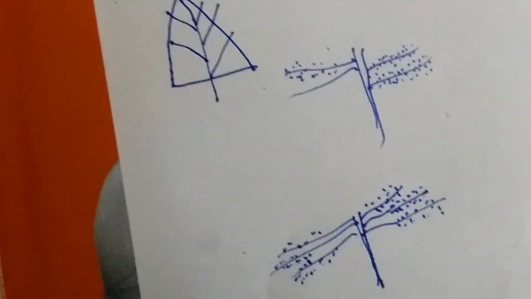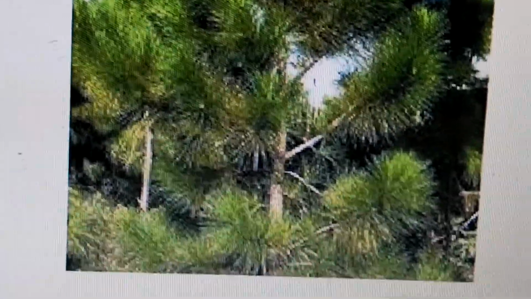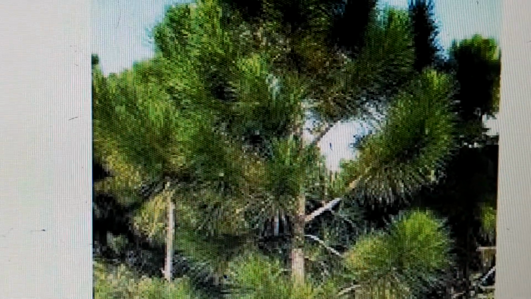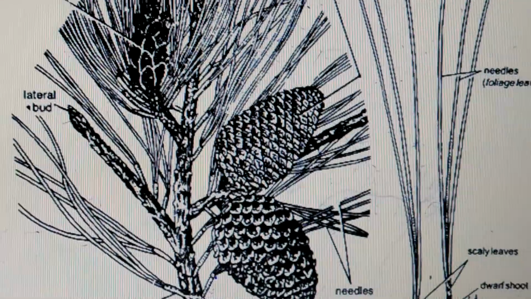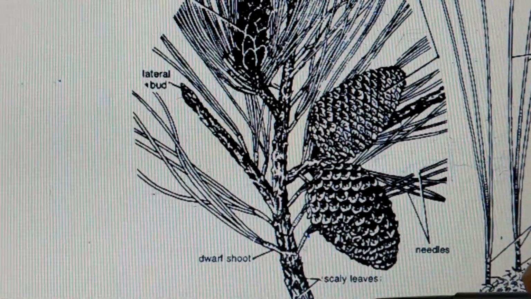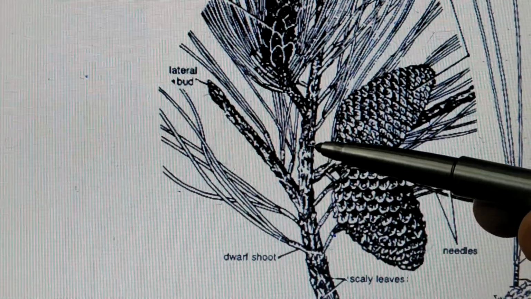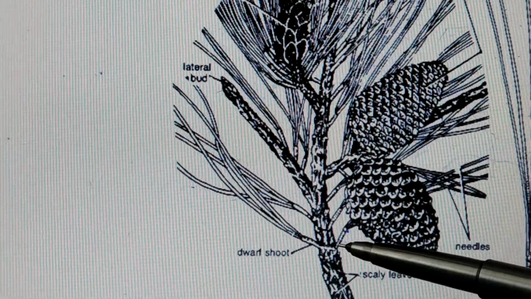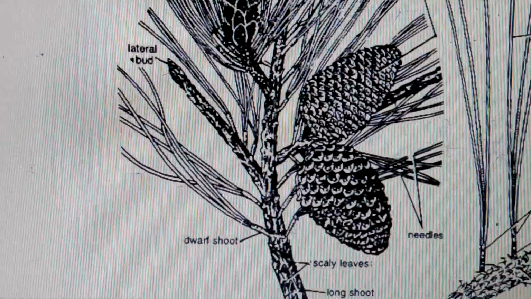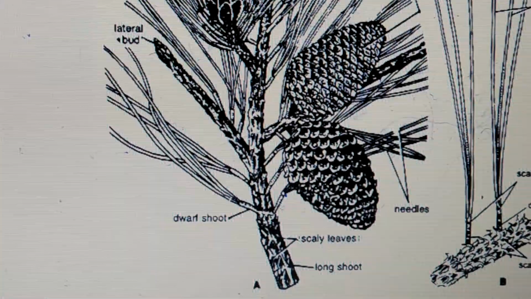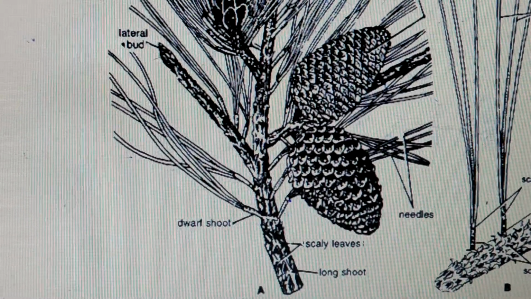Now speaking about the stem, it is erect and cylindrical, and it has two types of branches. The first is a long shoot and the other is a dwarf shoot. This is the image. This is a long shoot. On the long shoot, we have these small shoots, which are called dwarf shoots. So two types of shoot system are there: one is the long shoot, another is the dwarf shoot.